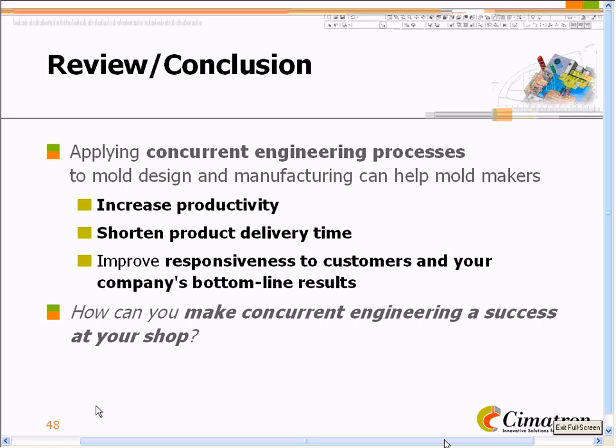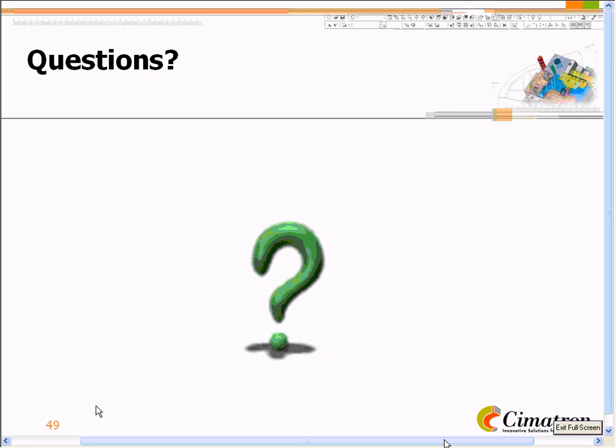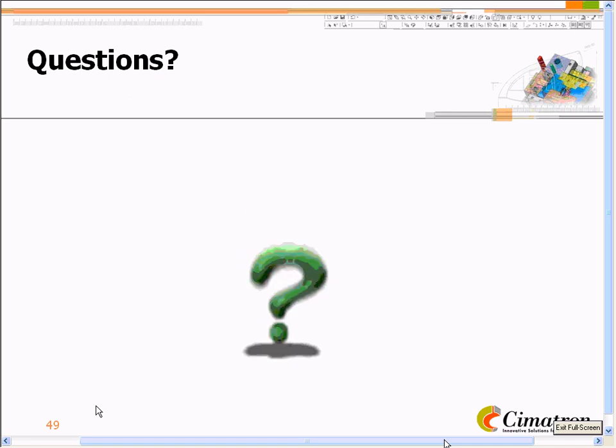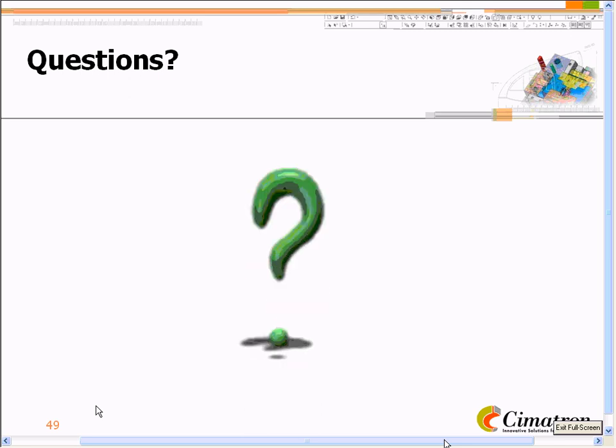Let's do a quick review again of this. We hope that you can see it as something that can increase productivity and shorten delivery time, most of all making your shop more responsive to the ever-growing needs and demands and changes that your customers throw at you, and still keeping your bottom line profitable. So the question is, is this something for you? Can concurrent engineering be a success at your shop?